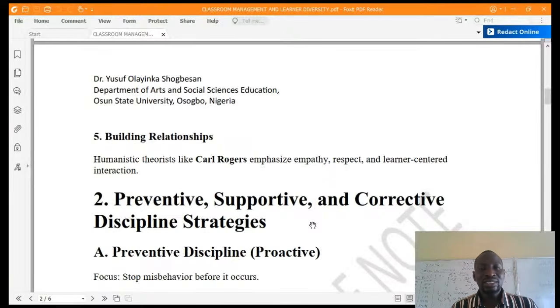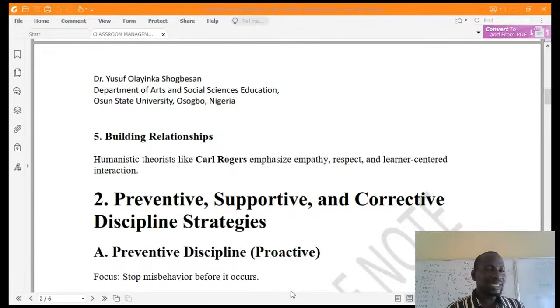Carogas emphasize empathy and respect. As a humanist, you will ensure that your learners see you as somebody that really appreciates them, so they will also appreciate you. They will respect you rather than fear you. They will not want to offend you, and they will want to listen to you.